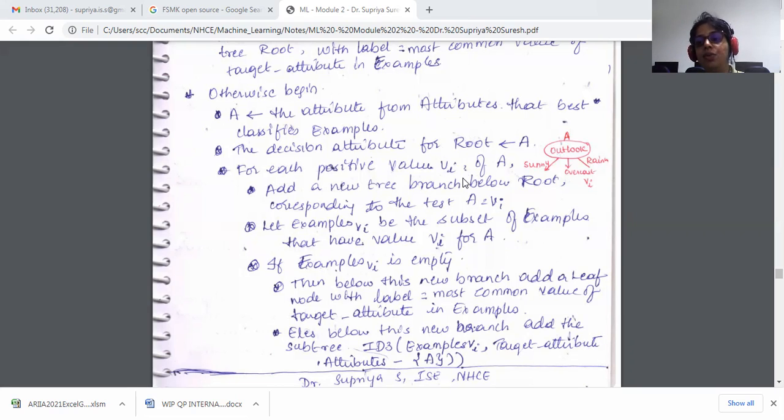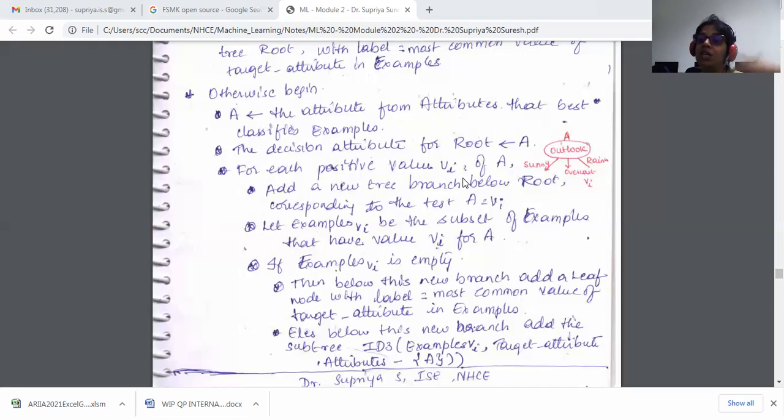After that, from the root node, we construct the subtree. Outlook has three Vi values, that is sunny, overcast, and rainy, so we created three different branches, and one of them, overcast, became the leaf node. The remaining two need another subtree. So we took all the sunny instances from the given table and created another table, and all the rainy instances into another table.